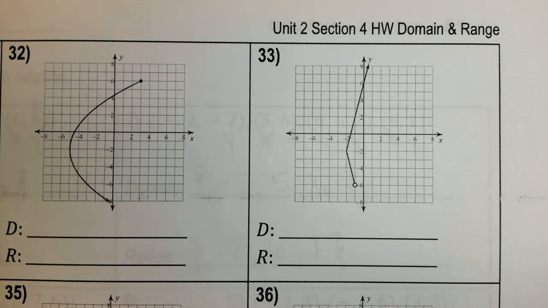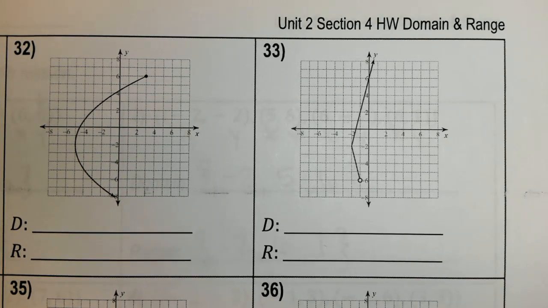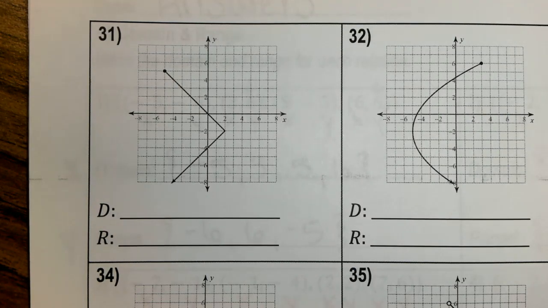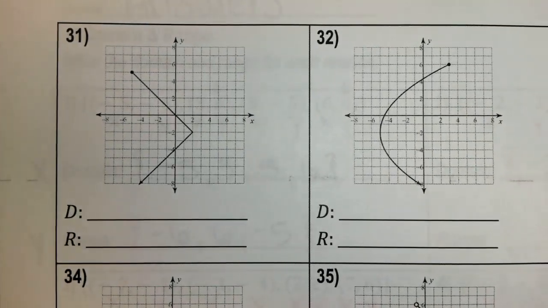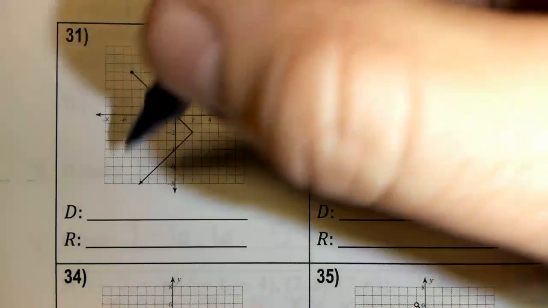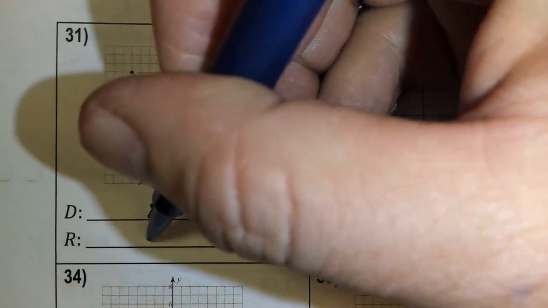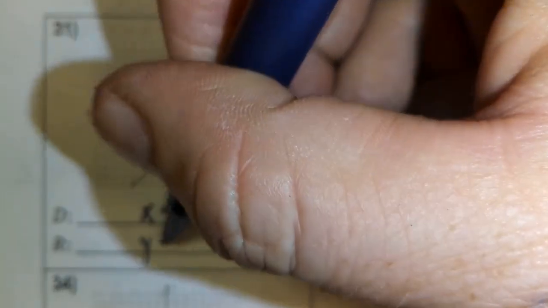All right, this is Unit 2, Section 4 homework. This is the last page, 31 through 42. Again, there are a lot of these, but these take some more practice to get the hang of it, and hopefully by the end, it's gotten a lot easier. I'm just going to start with 31. So again, I'm just going to do x and y less than.